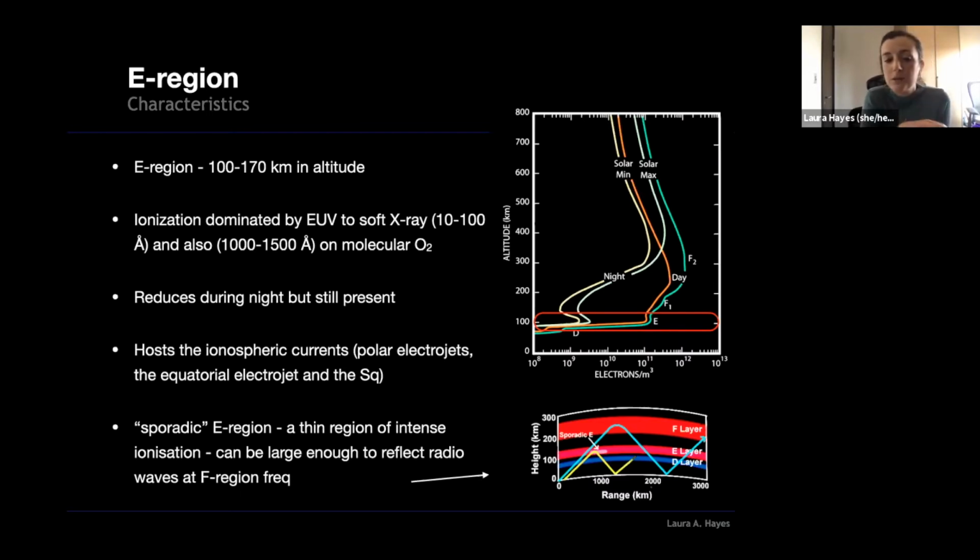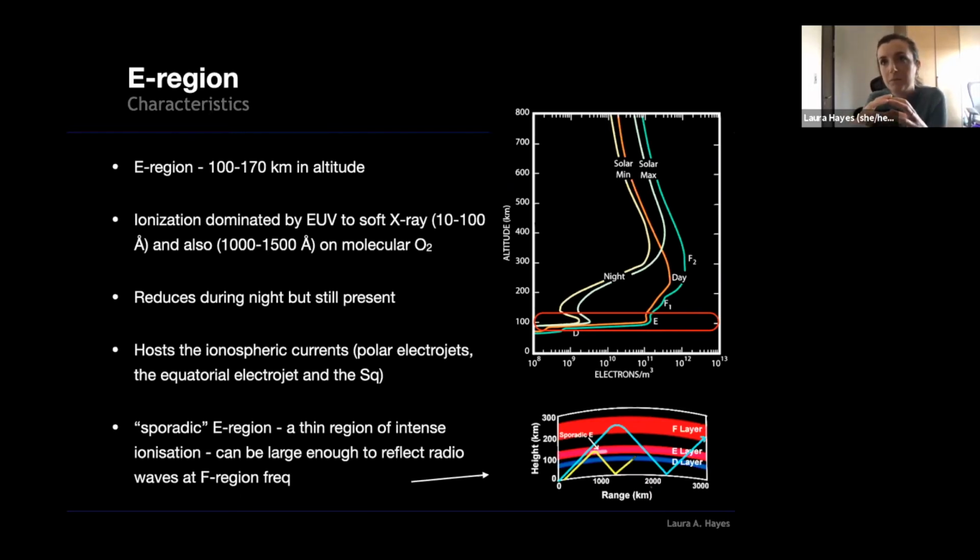This is an important region because it hosts the ionospheric currents. If you've heard of the polar electrojets, the equatorial electrojets, or the solar quiet currents, these all occur in the E region around that altitude. This is important for things like geomagnetic storms, which we can see in magnetometer data, which I'll talk about a little later. You can also have the sporadic E region, which are blobs of high electron density that can propagate around at this altitude.